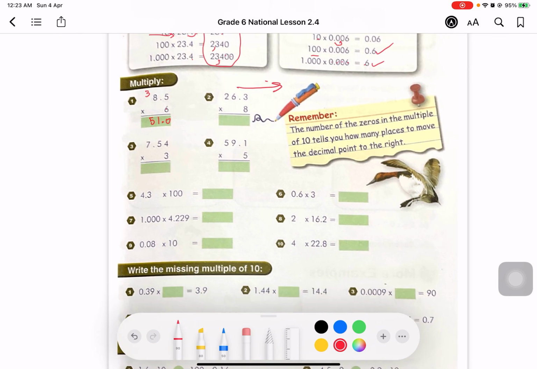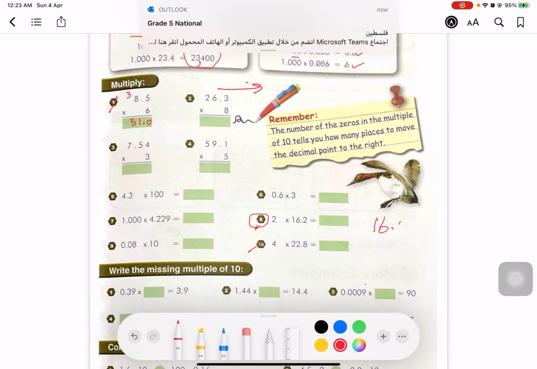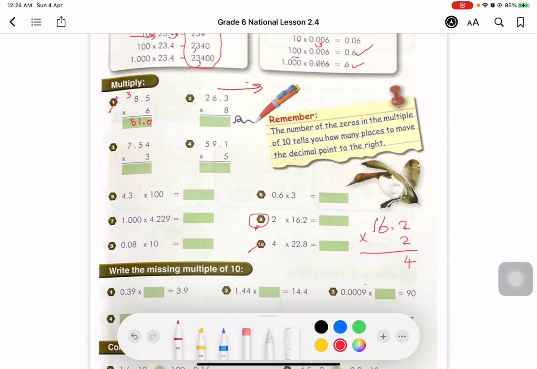So this page, you are going to solve it by yourself from question 1 until question 10. Now, for example, for question number 2, I will write it here. If you don't know how to solve it mentally, you can use your notebook. Grade 6, I will do 16.2 multiplied by 2. Start with the ones. 2 times 2 is 4. 2 times 6, 12. 2 times 1, 2, and 1 makes 3. So the answer is 324.